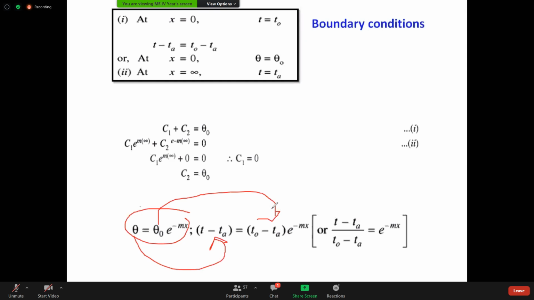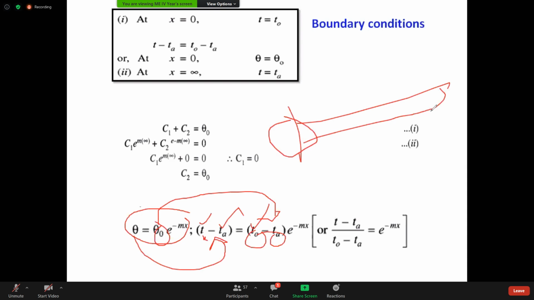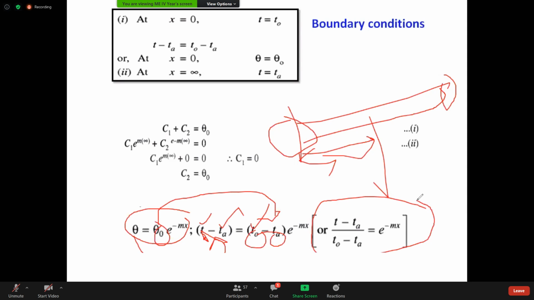So what does it mean? That theta naught indicates T naught minus T infinity. Here it doesn't mean that it is x, dx only. That means you have to find out the Tx. You know T infinity, you know T base. The base temperature is known, the T infinity is known. At a particular distance, you need to find out the temperature. That temperature is Tx, right? So after simplifying, this is the temperature profile.